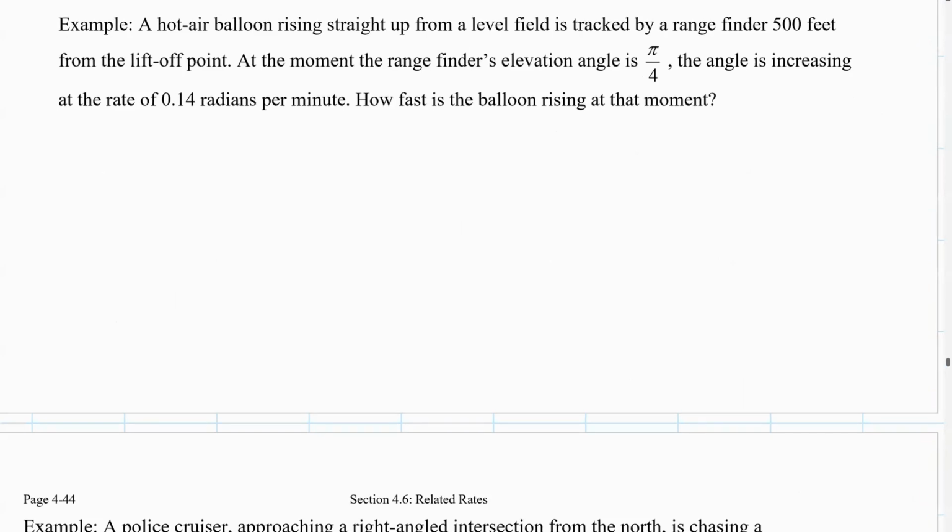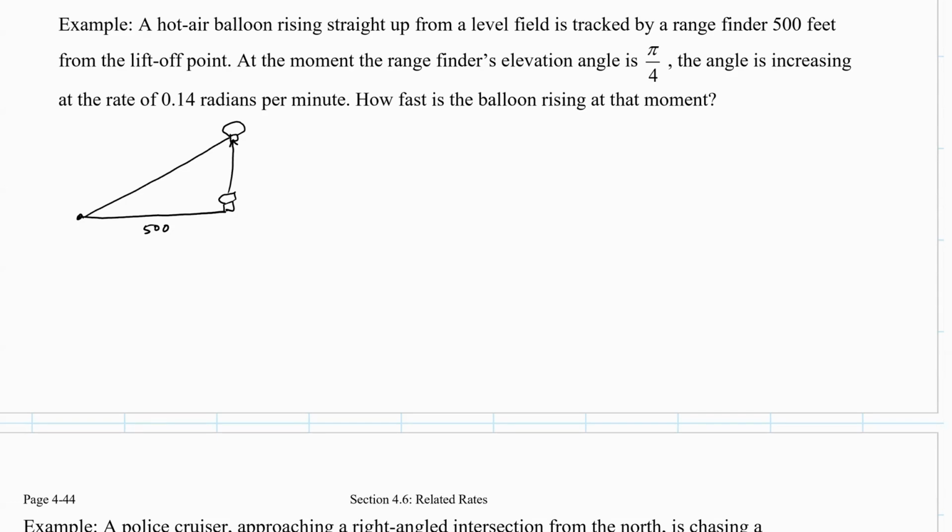So the hot air balloon is rising straight up from a level field, tracked by a rangefinder, which is 500 feet from the liftoff point. So here's where the rangefinder is. Here's 500 feet. And here's the balloon, the hot air balloon, and the hot air balloon is rising. Kind of looks more like a light bulb, right? There we go.